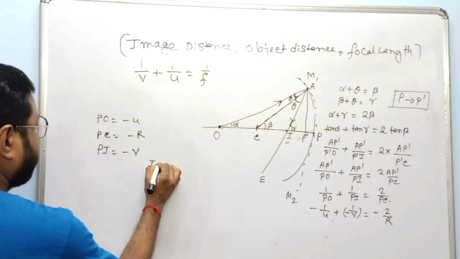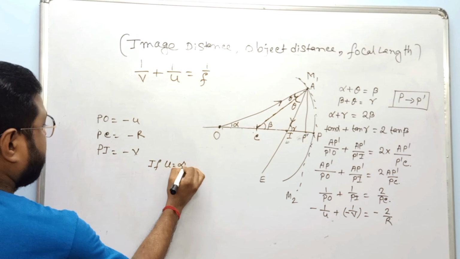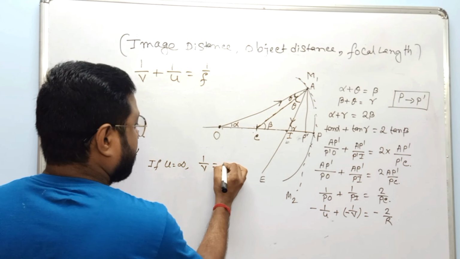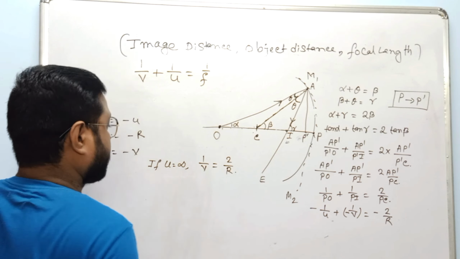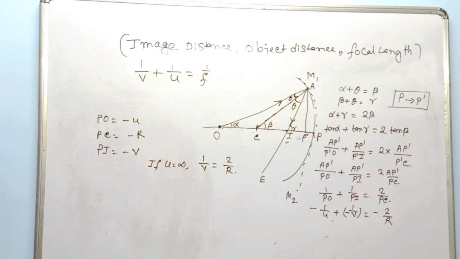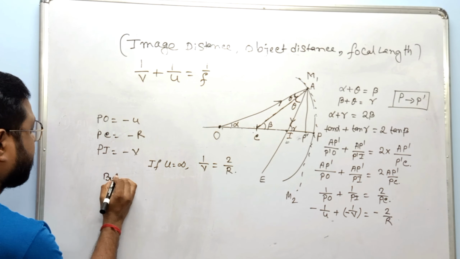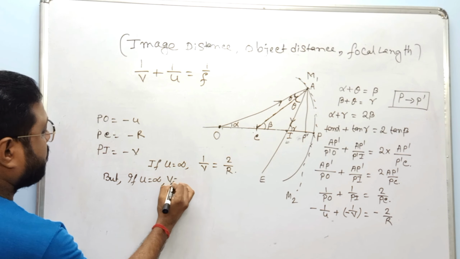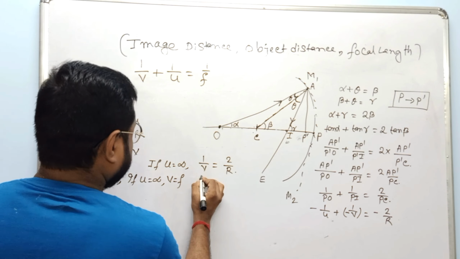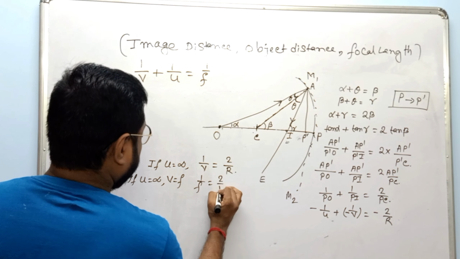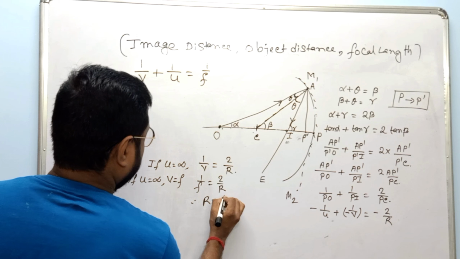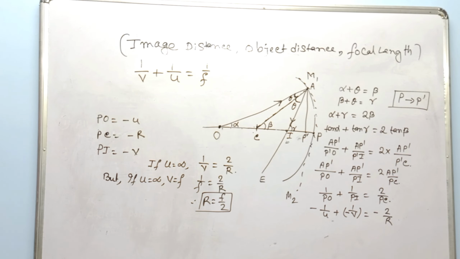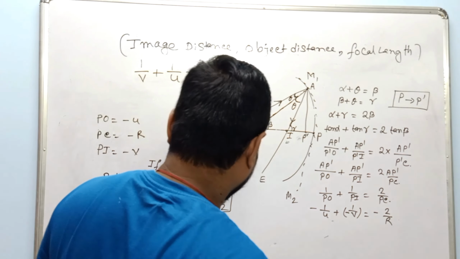Now if U equal to infinity, that is, the object is at infinity, we get 1 by V equal to 2 by R. But we know that if the object is at infinity, the image is formed at focus. So we can say that 1 by F equal to 2 by R. So R equal to 2F. From this relation, we can also prove that.